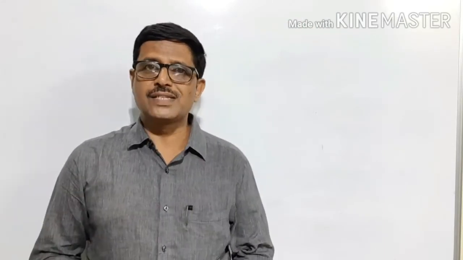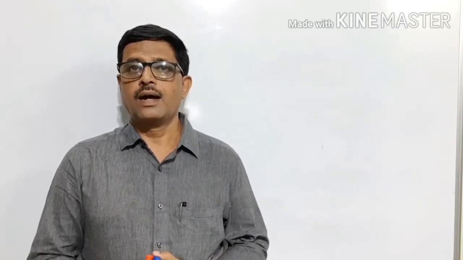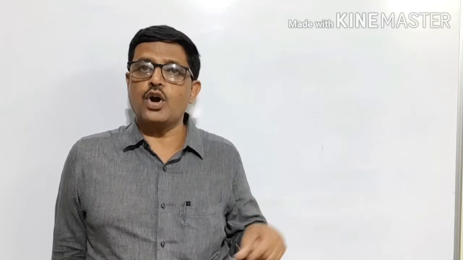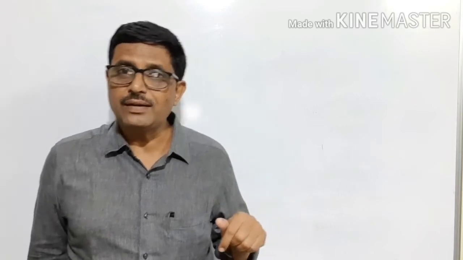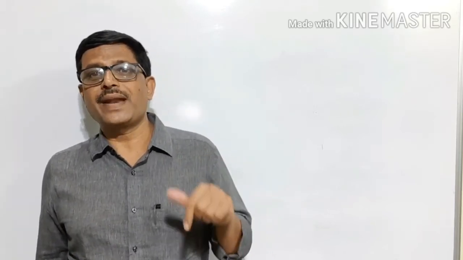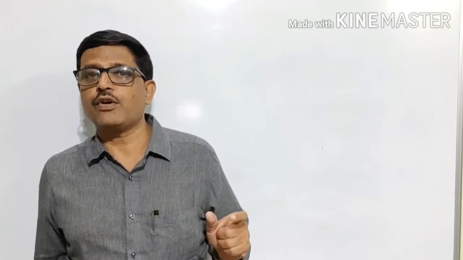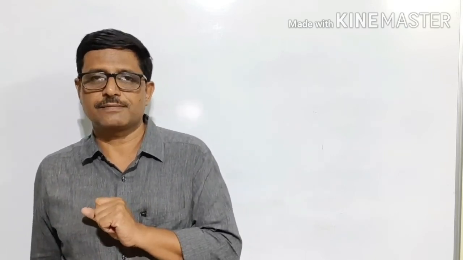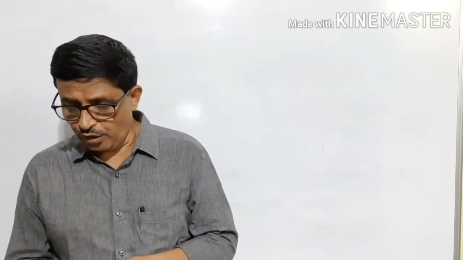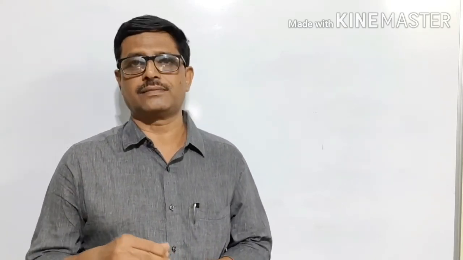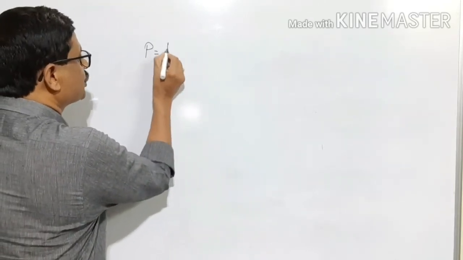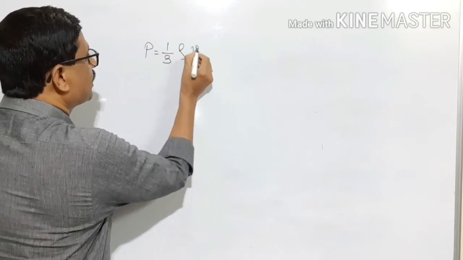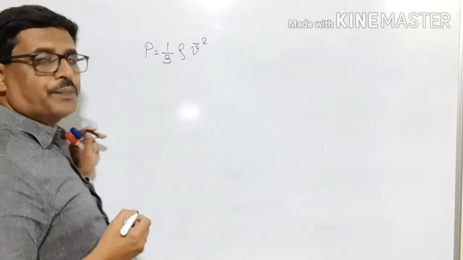Hereafter, we will see how to obtain the kinetic energy of a gas, and from that we will interpret the temperature in kinetic theory with the help of kinetic theory of gases. Now, for that again we will start with the pressure exerted by an ideal gas on the walls of container, which is given by P is equal to 1 by 3 rho into V bar square.